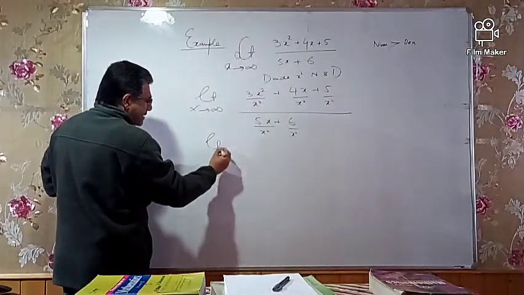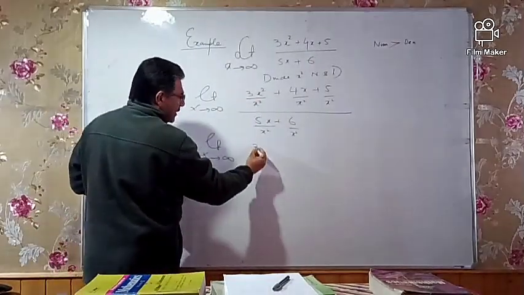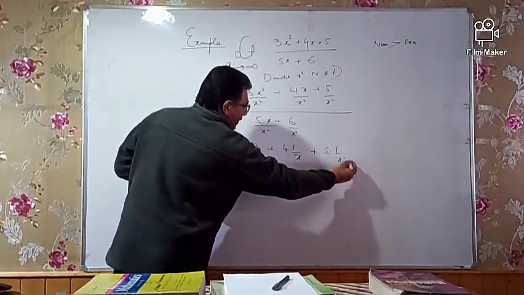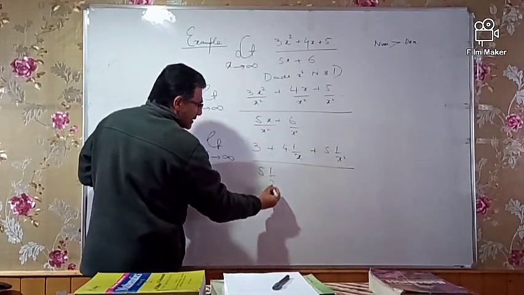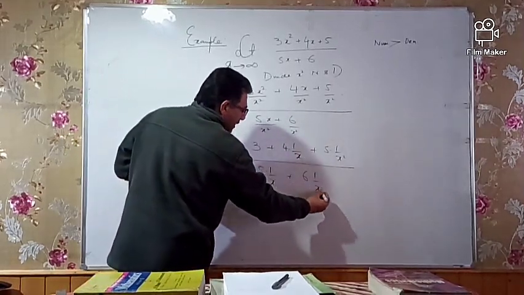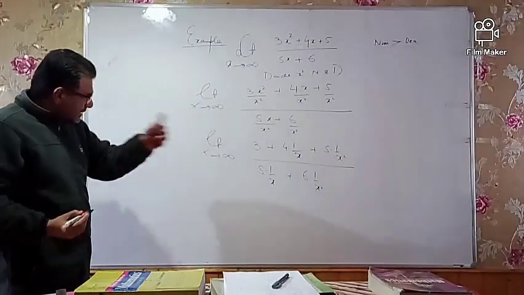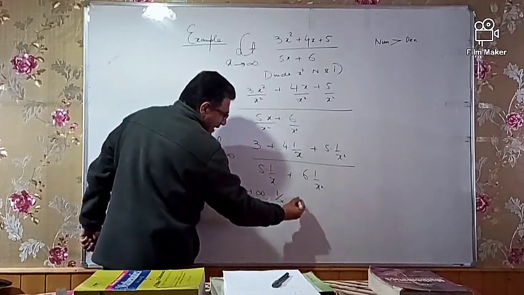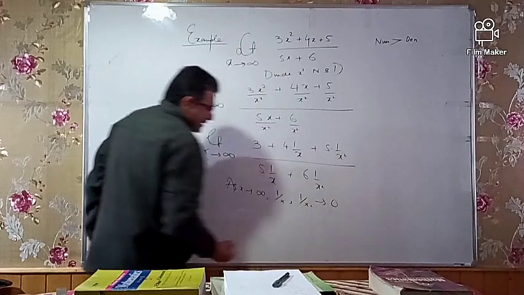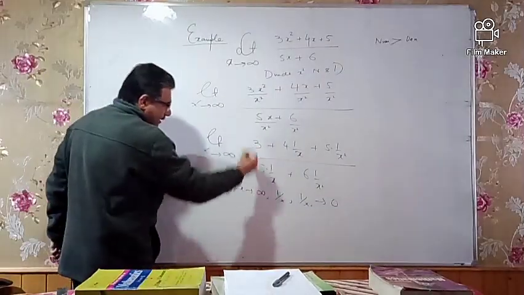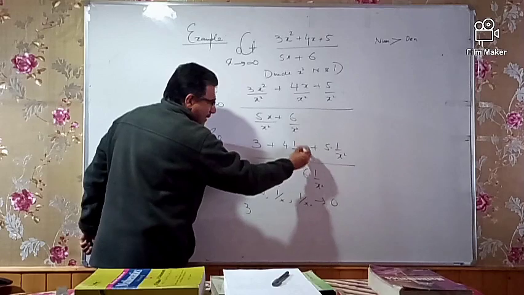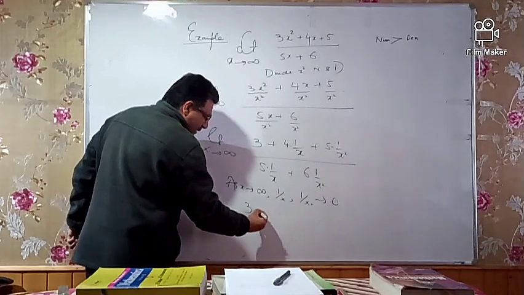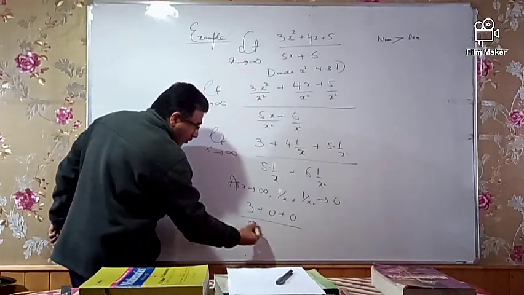So limit x tends to infinity, it will be equal to 3, then 4 into 1 by x, then 5 into 1 by x square, divided by 5 into 1 by x, then 6 into 1 by x square. Now have a look. As x tends to infinity, 1 by x and 1 by x square both will tend to 0. Now what will happen to the question? This will be only 3. This will become 0 because 1 by x and 1 by x square both tend to 0. So this is 0 plus 0, and here you have 0 plus 0.